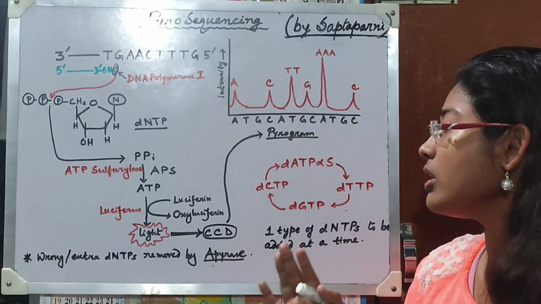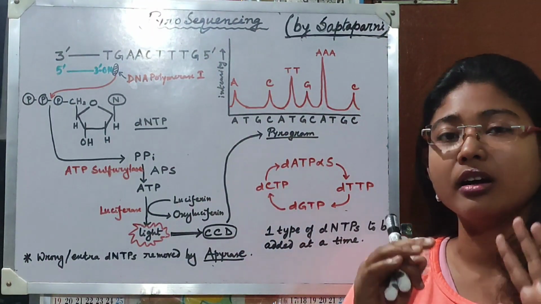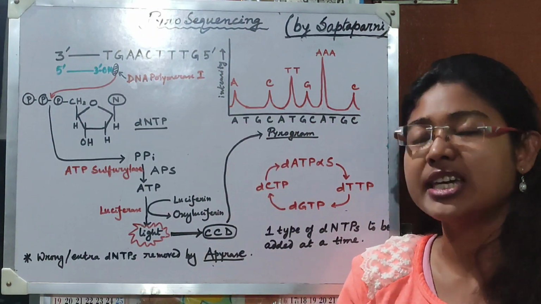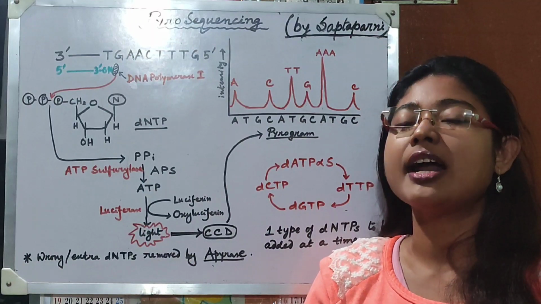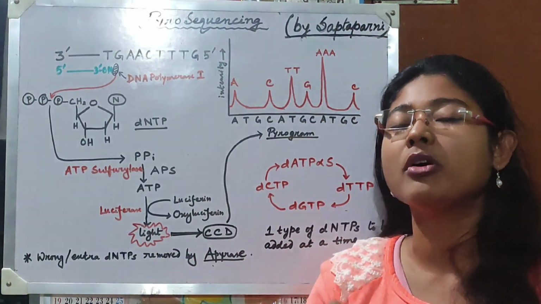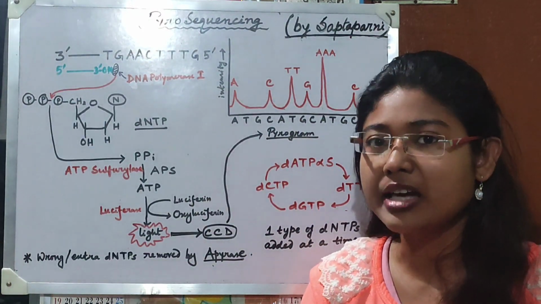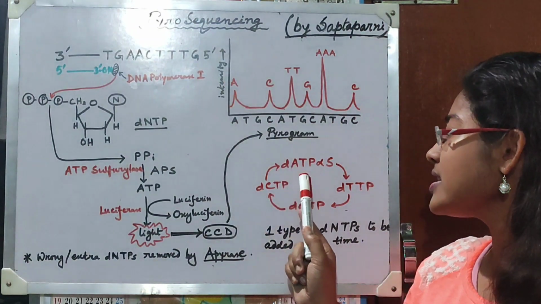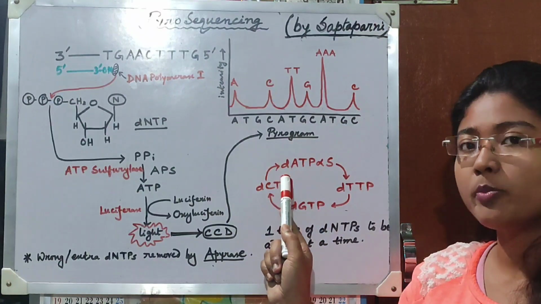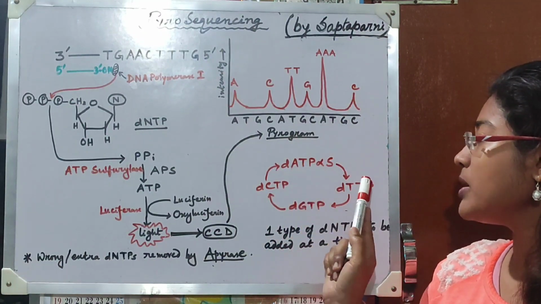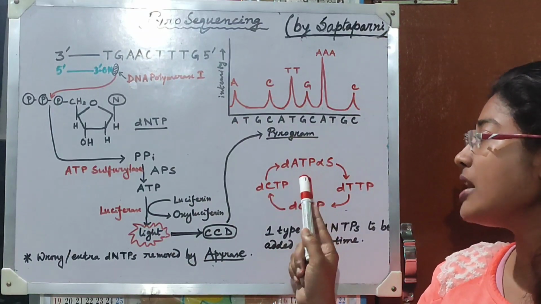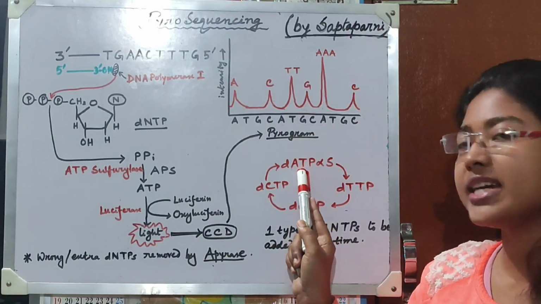After that we have to remember the main funda of the pyrosequencing. Here, only one single type of dNTP is added at a time. What does that mean? That means first, let's see, this is the order of dNTPs to be added. First dATP will be added, then dTTP, then dGTP, then dCTP. That means first we will only add dATP.